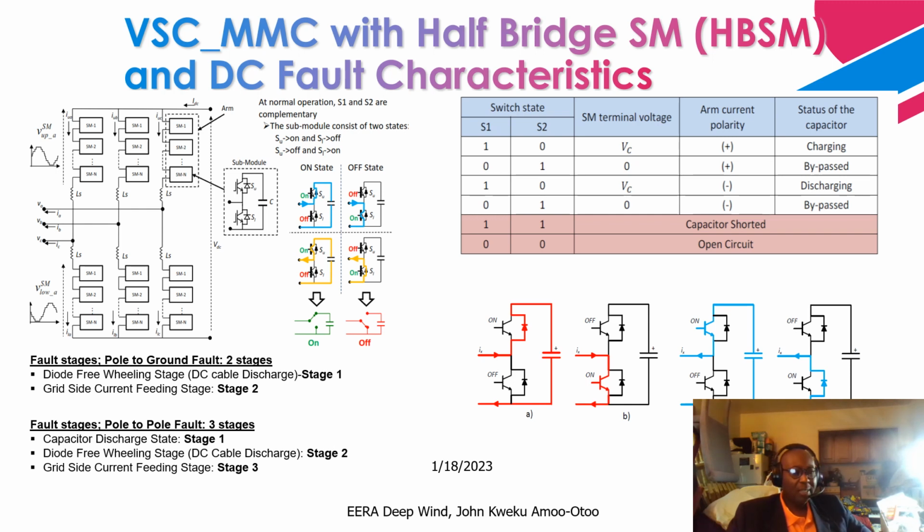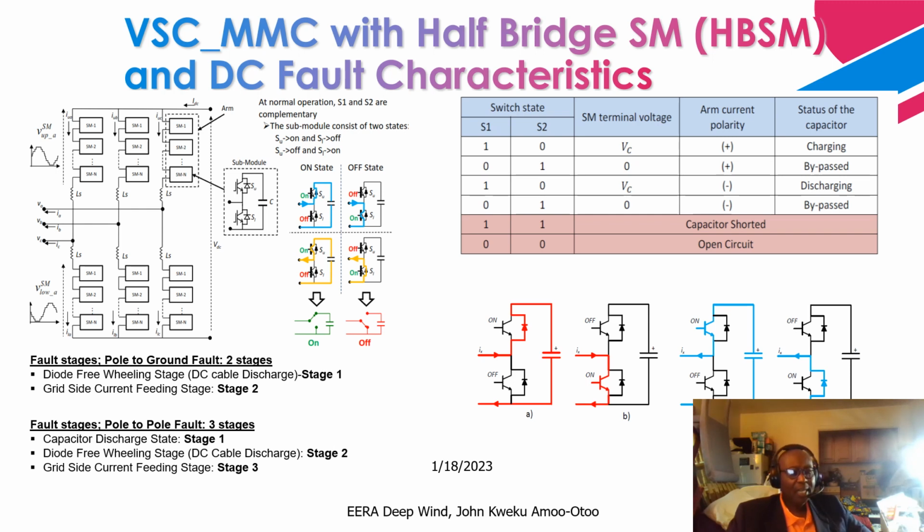For the DC fault characteristics, we have the pole to ground fault and the pole to pole fault. For pole to ground, we have two stages. The first stage is when the freewheeling diode and the DC cable are discharging to the faulted point when there is a pole to ground fault. The slight drop in DC voltage on the submodule capacitor is not considered a stage because there is not a full discharge or a full drop in the voltage of the submodule capacitor.